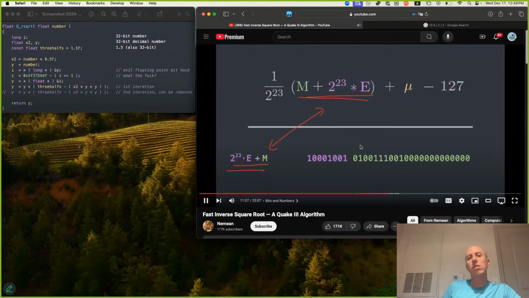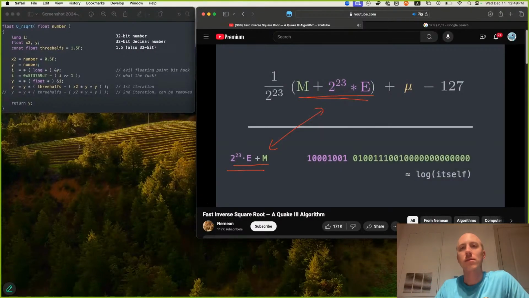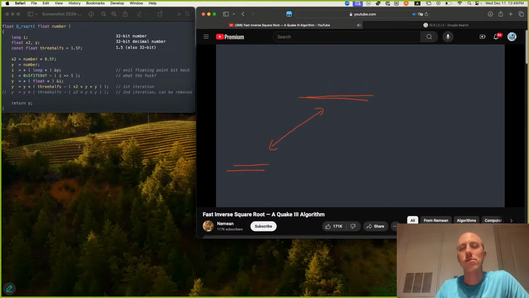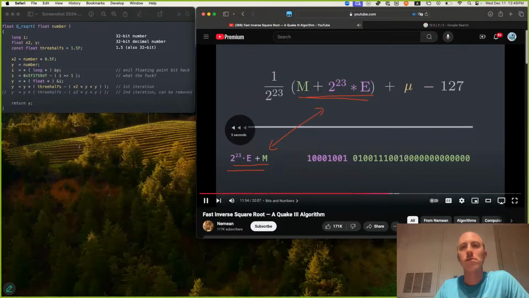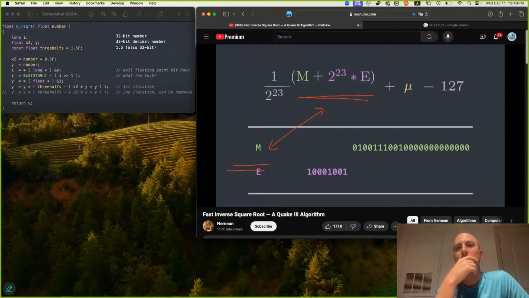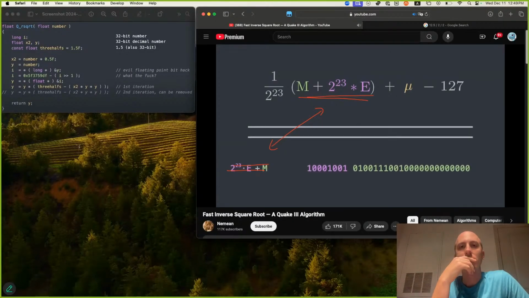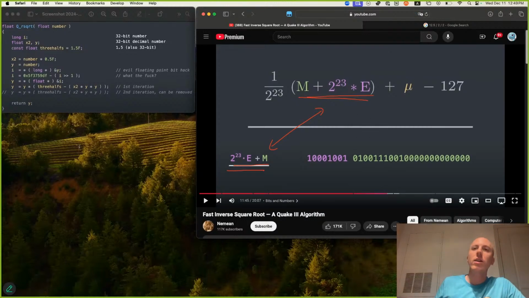So in some sense, the bit representation of a number is its own logarithm. Armed with this knowledge, we can finally start with the 3 steps of the fast inverse square root. With the scaled and shifted representation, we see why we did all those calculations. M plus e times 2 to the 23 appears. That's our bit representation. Okay, cool.